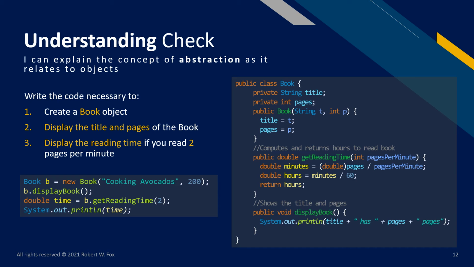The next thing we needed to do was display the title and the pages of the book. And we have to recognize that we have a method we can call, a void method called displayBook that will do that for us. So I simply said b.displayBook. The next thing we needed to do was display the reading time if you read 2 pages per minute. So there's a method for that too, getReadingTime. And it takes one parameter, pages per minute. And so I was able to call that and say b.getReadingTime(2), as in 2 pages per minute, and I saved the result in a variable called time, which I printed at the end.